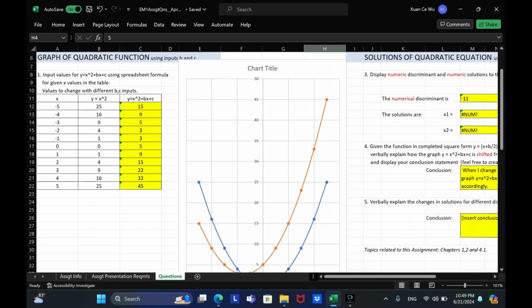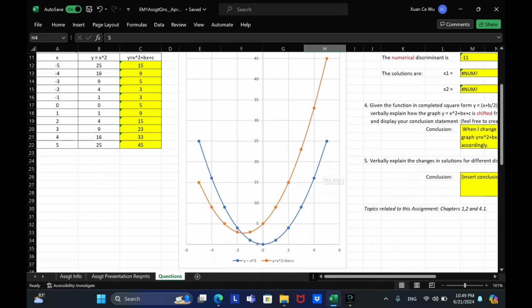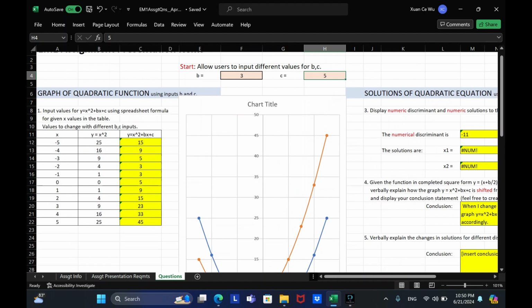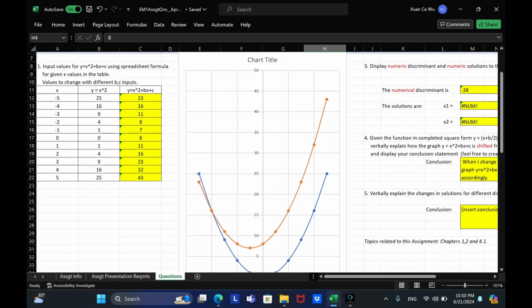So let's get started. First of all, the values in the column y equals x squared are represented by the blue curve right here. And the values in the column y equals x squared plus bx plus c are represented by the orange curve right here. So when I change the values of inputs b and c, for example, I change b to 2 and c to 8, observe the change. Notice the change in the orange curve, and the values in the column y equals x squared plus bx plus c also change.